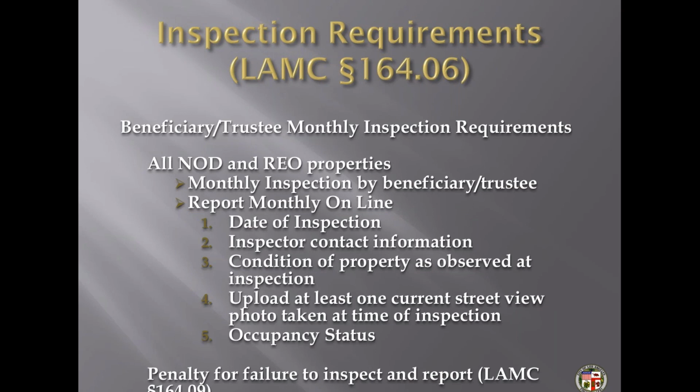The beneficiary and trustee monthly inspection requirements are all properties with NODs or REO status. Monthly inspections by the beneficiary or trustee. They have to report monthly online to the Housing Department. They must report the date of inspection, inspection of the contact information, condition of the property, upload at least one photo of a street view of the property at the time of inspection, and also report the occupancy status.